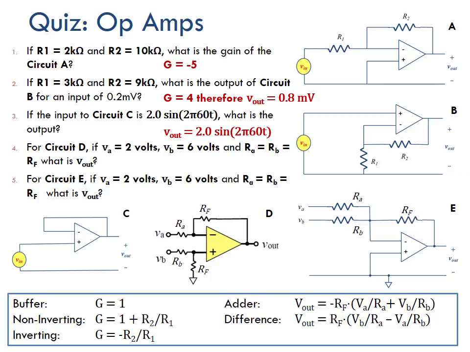So let's look at number 4 now. For circuit D, if VA equals 2 volts, VB equals 6 volts, and RA equals RB equals RF, what is V out? So let's go to circuit D. Let's look at what that is.